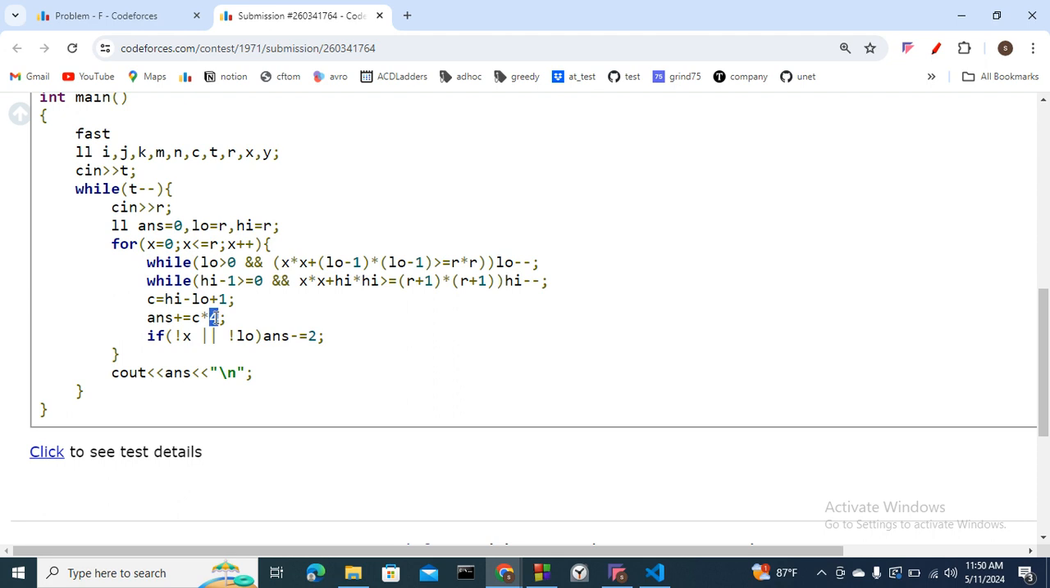Here it is multiplied by 4 as I have mentioned earlier. If x equals 0 or low equals 0, then I have added 4 times a particular point, but this particular point should have been added 2 times. So I have to decrease my answer. I have done it here with answer minus equals, and finally I have printed the answer.